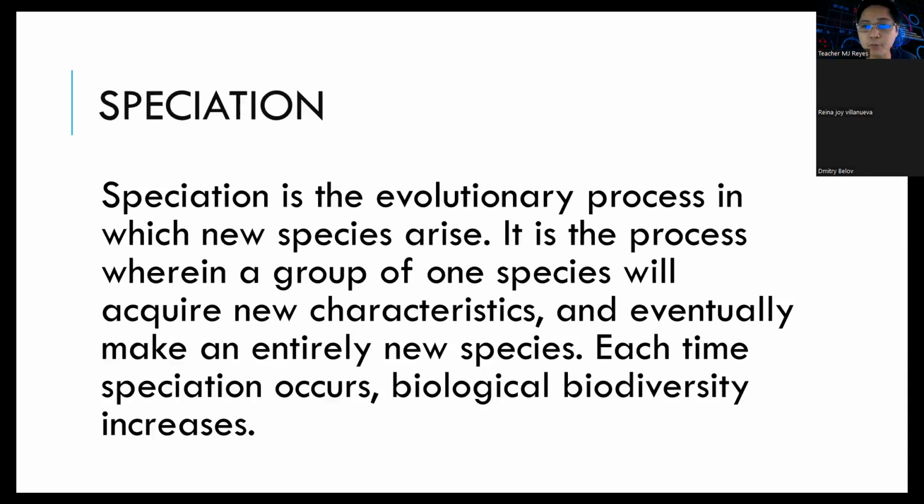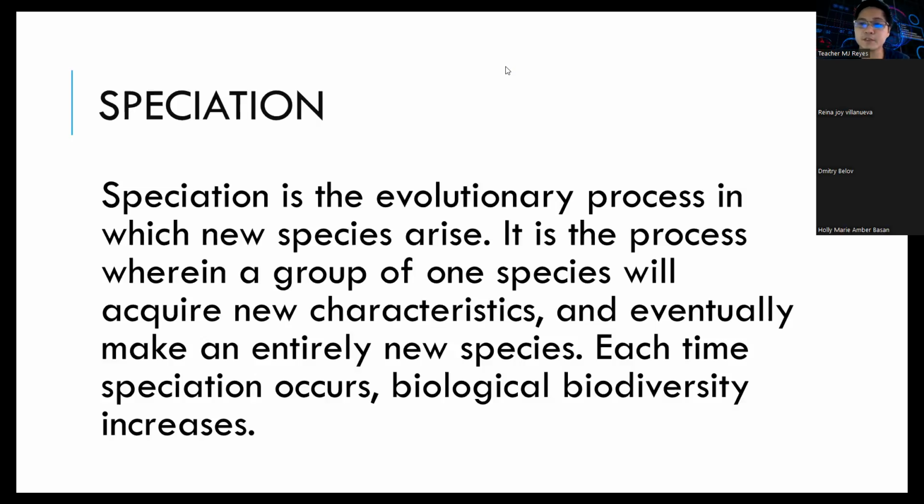It is the process wherein a group of one species will acquire new characteristics, just like the one that I was telling you a while ago, Chowski. It has a different characteristic. It has the build of a chow chow and the face of a husky, for example. Or a shipu. You know shipu already, right? Some of you actually have shipu. Shih tzu and poodle. There are a lot of categories or varieties of shipu. There are some princess types which have long hair and so on. So these are, again, a product of speciation.